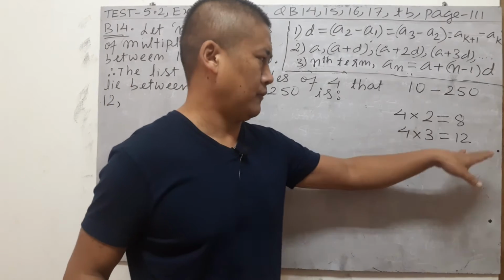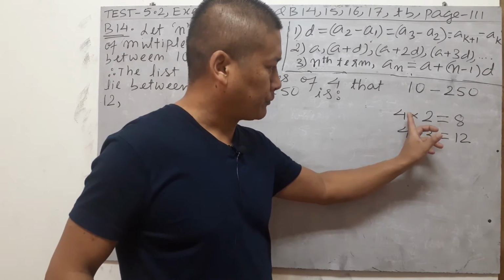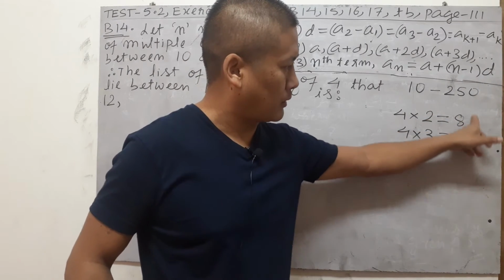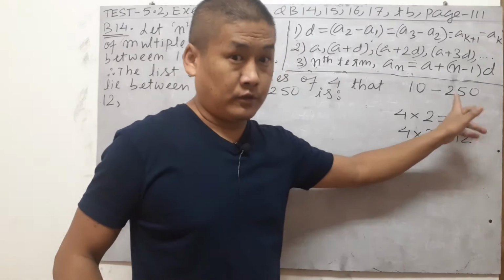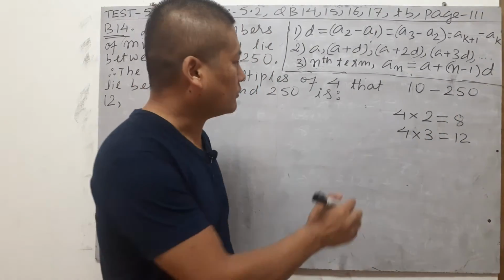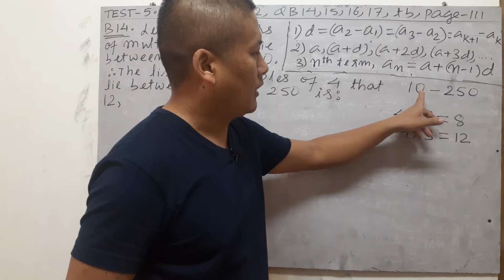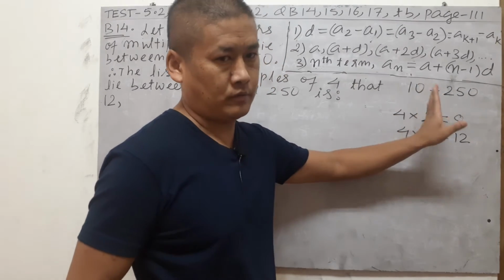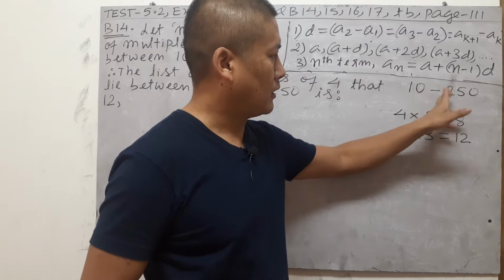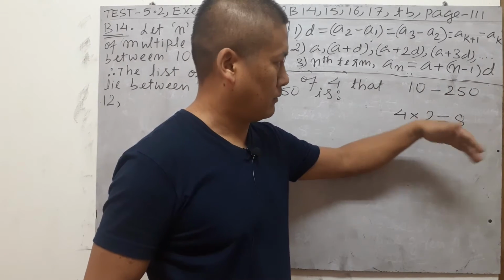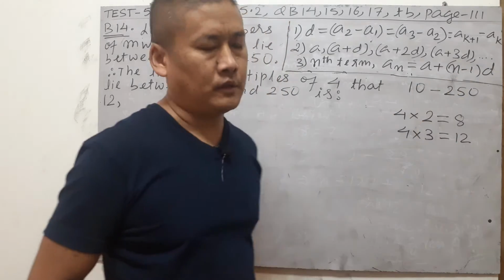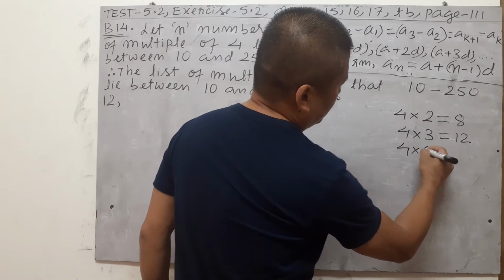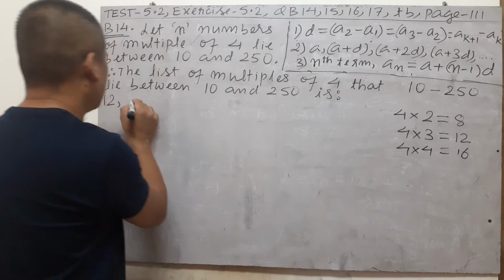So in the timetable of 4, as you read it, 4 1s are 4, 4 2s are 8, 4 3s are 12, and all these numbers here in the timetable of 4 are called multiples of 4. I hope you got it. So the first multiple of 4 that lies between 10 and 250 is 12. It cannot be 8 because 8 is below 10. Between 10 and 250 means it should be higher than 10, like 12, but lower than 250. So 12. Then 4 4s are 16, so the next one will be 16.